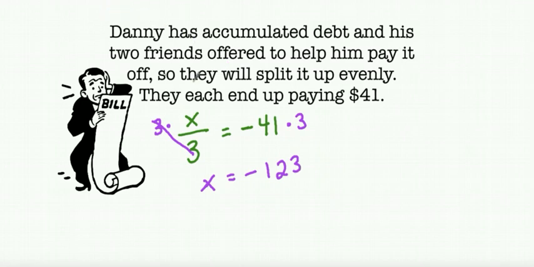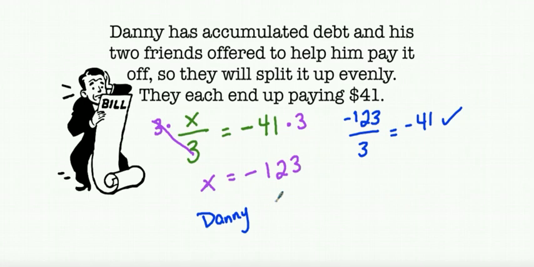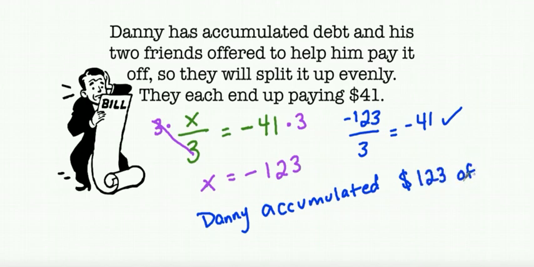And if I wanted to check my work here, all I would have to do is negative 123 divided by 3. And that equals negative 41, so that's how I know I got the right answer. So, Danny accumulated $123 of debt. But luckily, his friends helped him pay it off.